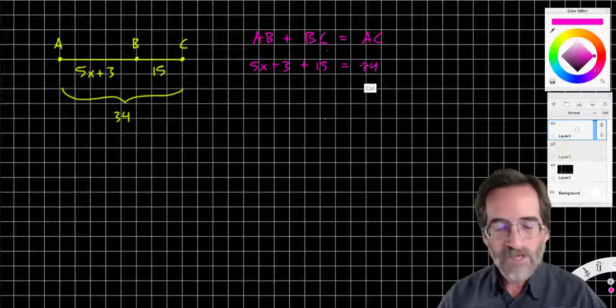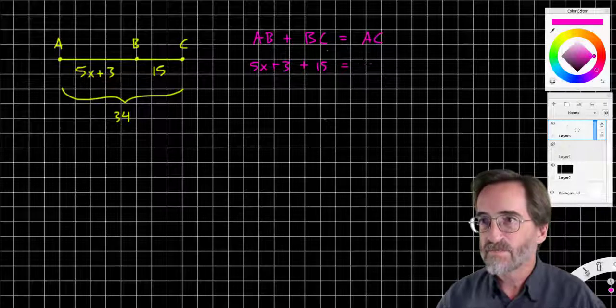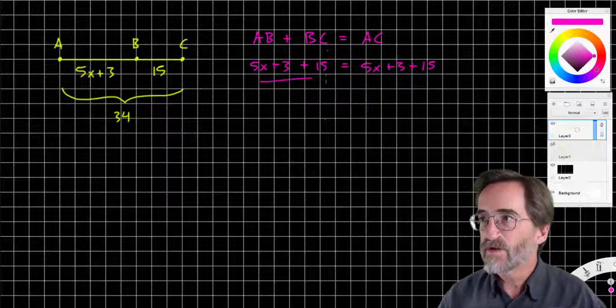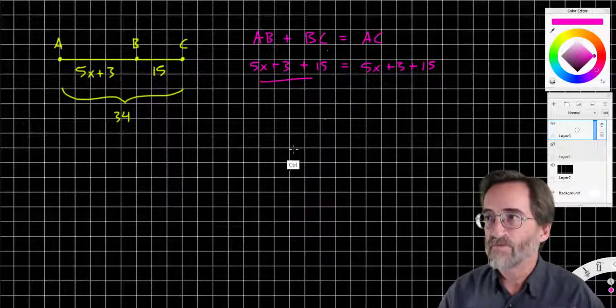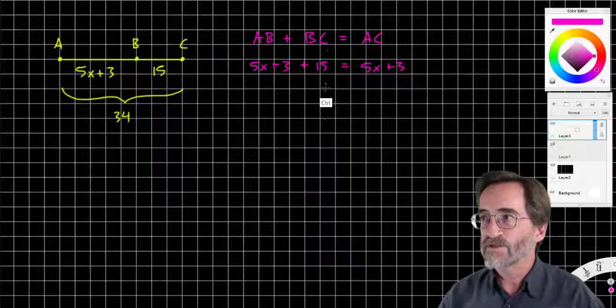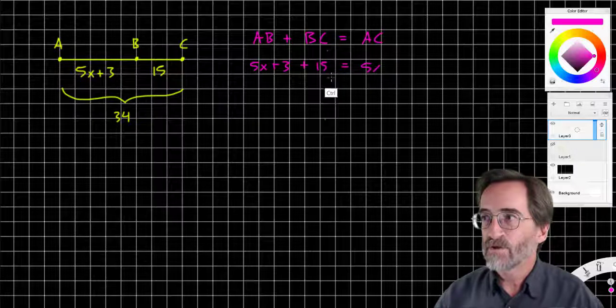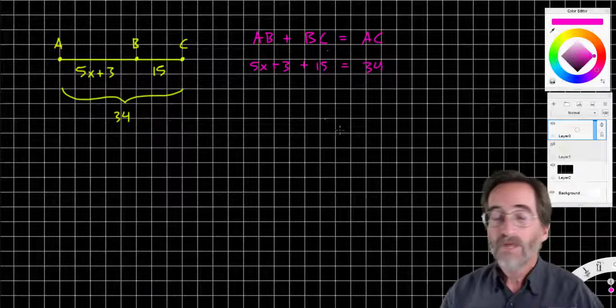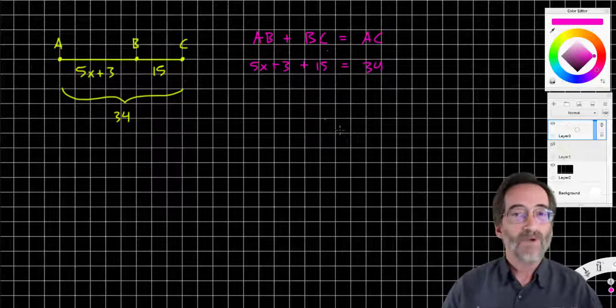Now you might be tempted to put in, well, AC is 5x plus 3 plus 15, but then all we've done is recreate the same thing on the left. We have to have an alternate expression in order to be able to solve this. So AC is 34. Okay? And again, as before, the rest is algebra.